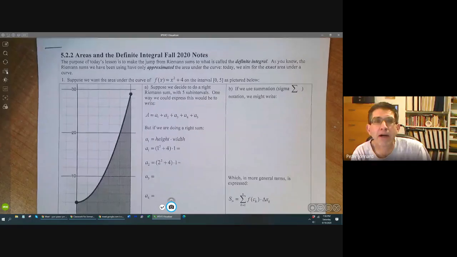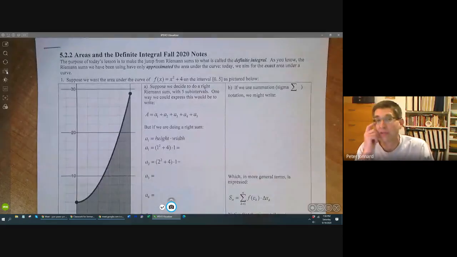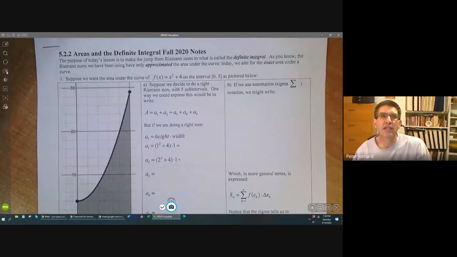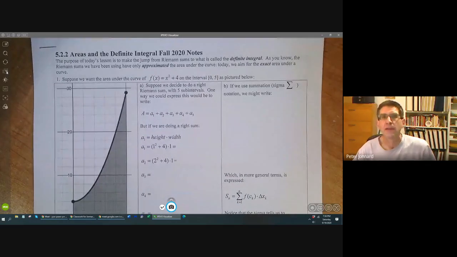Let's start. I just showed you this briefly last week, but here we go. So areas and the definite integral. The purpose of today's lesson is to make the jump from Riemann sums to what's called the definite integral. Say it, definite integral. You sound smart when you say it, all right? As you know, the Riemann sums we've been using have only approximated the area under a curve. And today we're going to aim for the exact area under a curve.